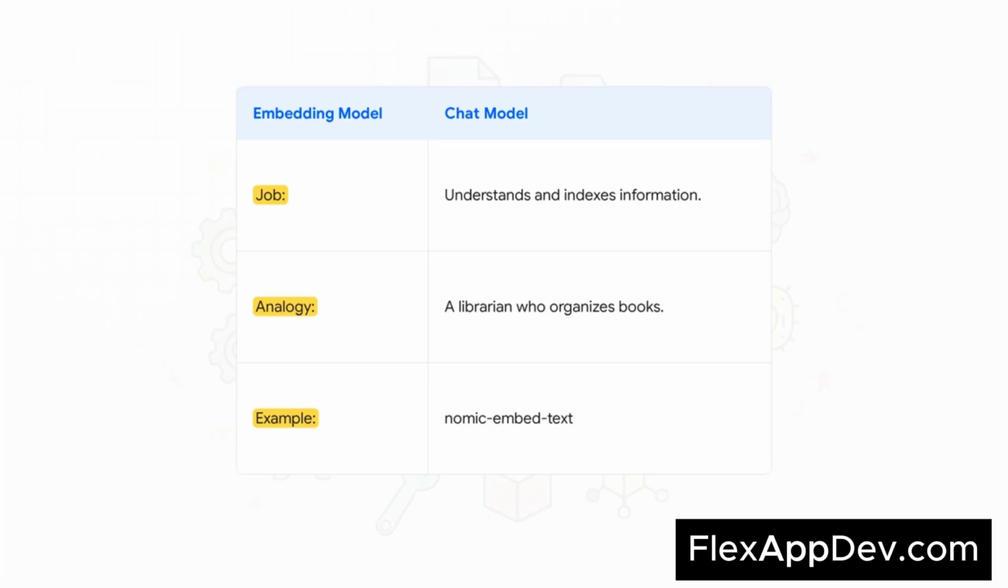Now, this is a really important point. We're actually using 2 different types of AI models. The embedding model.